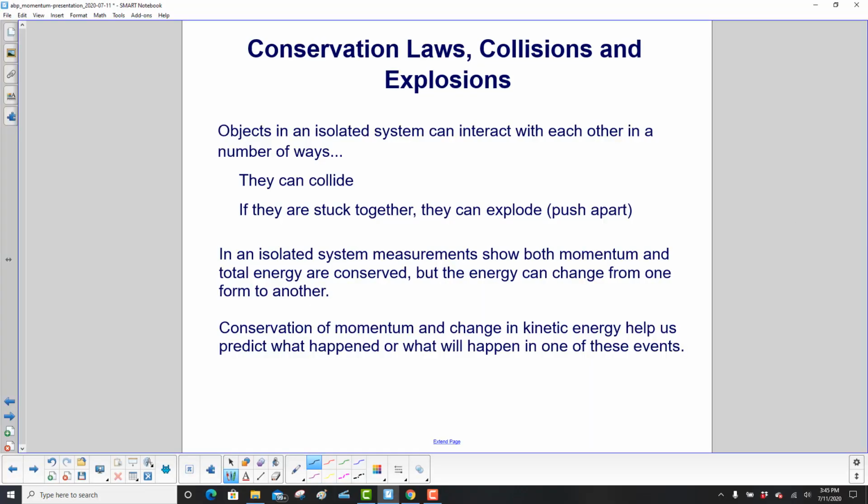Objects in an isolated system can interact with each other in a number of ways. They can collide. If they are stuck together, they can explode or push apart. In an isolated system, measurements show, and that's very important, this is experimentally proven, that both momentum and total energy are conserved, but the energy can change from one form to another. Conservation of momentum and change in kinetic energy, a specific type of energy, help us predict what happened or what will happen in one of these events.